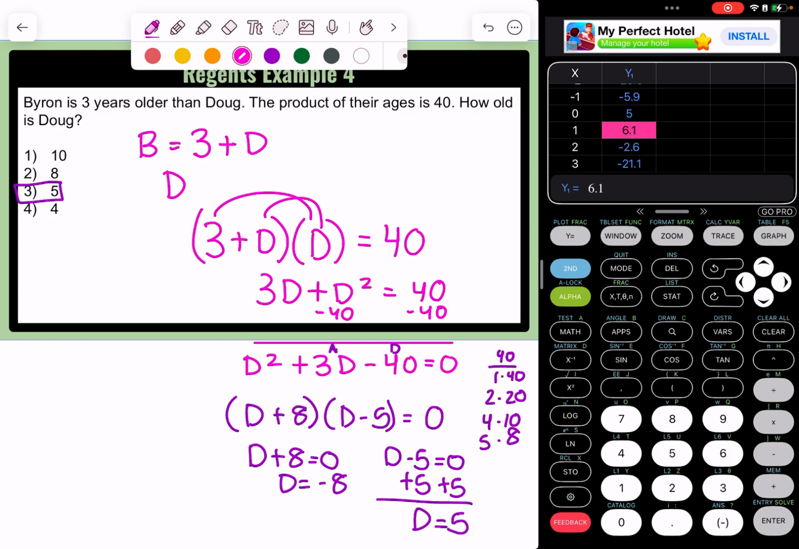You could have also done this without doing any of this real work, and let's think about it. We know that Brian is 3 years older than Doug, so each of these, let's add 3 years to them. 8, 11, this would be 8, this would be 4, 5, 6, 7. And then we just have to see, do the products equal 40? And the only one that the product equals 40 is choice 3. 5 times 8 equals 40.